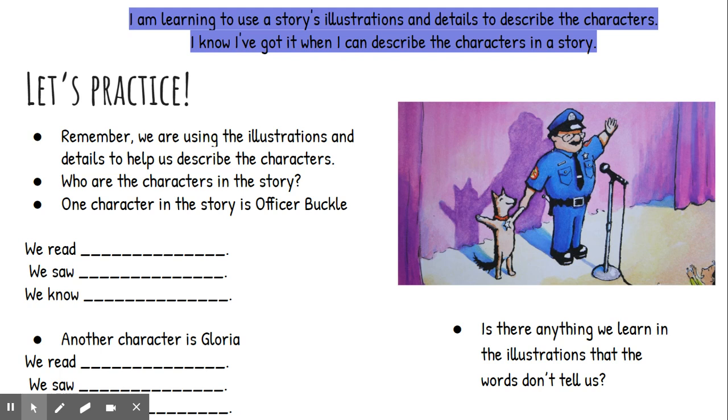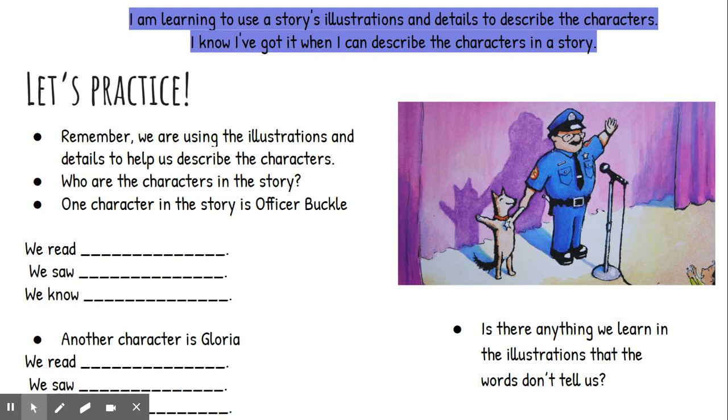Who's one character in the story? Awesome job! One character in the story is Officer Buckle. When we describe a character from the story, we can use these sentences. We read. What is something we read about Officer Buckle in the story? Something we read about Officer Buckle in the story is that he is a policeman. We read Officer Buckle is a policeman.